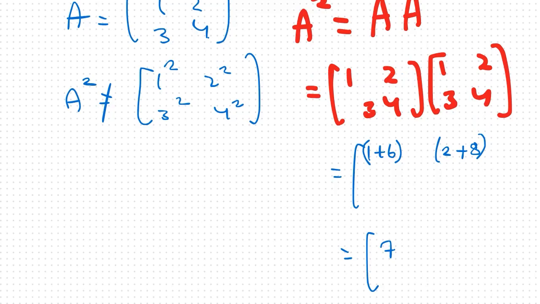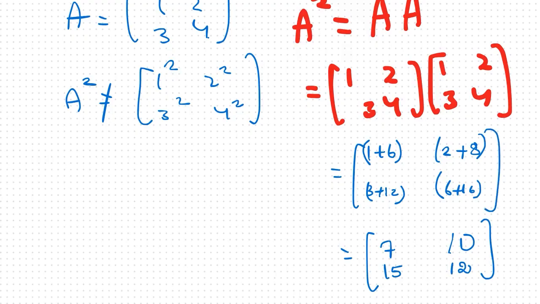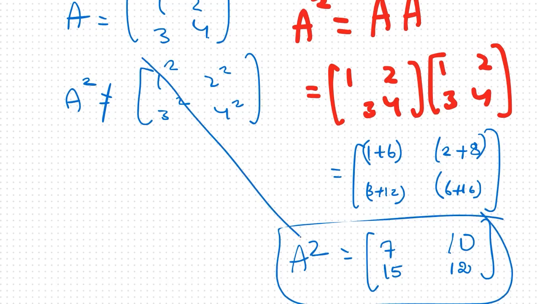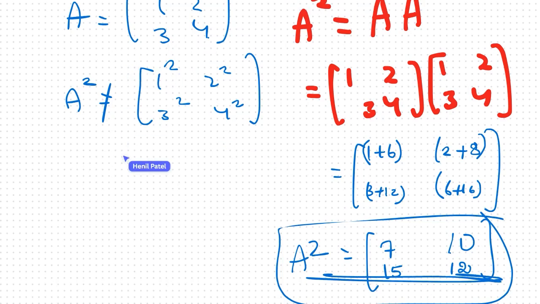2 twos are 4, 4 twos are 8, 10. Okay. Then 3 plus 12, 15. Yeah. So 3 plus 12. Then 6 plus 16, 22. So 12 and then this is 15. So this is A square. You see how it is not 1 square, 2 square, 3 square, 4 square. A square value will be something else, different.